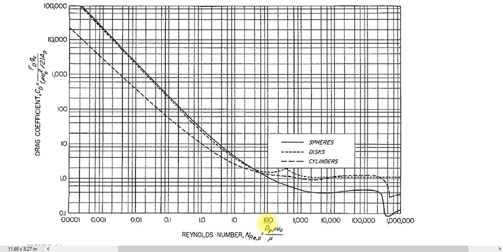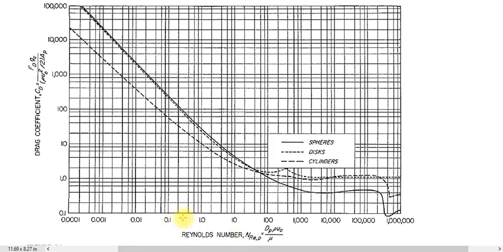Okay, so why? Because if the shape of the body is different, you have a different form drag on the body. For different shapes, if the shape is a sphere, then you have this continuous curve. If the shape is like a disc, then you have this short dotted curve, and if the shape is a cylinder, then you have this long dotted curve. So for different shapes of body, you have different curves. This is the drag coefficient, this is the Reynolds number.